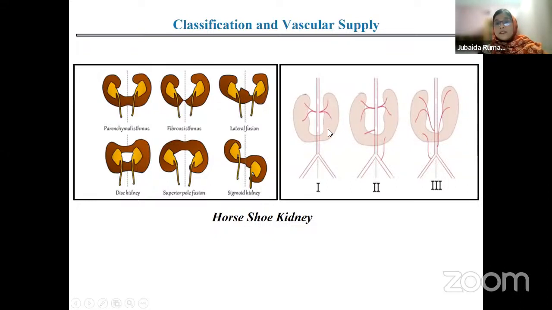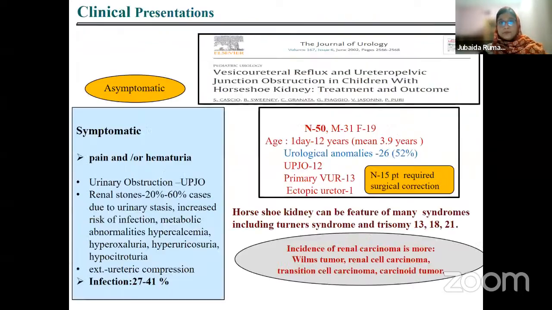Also, there is one classification according to the vascular supply. There are type 1, type 2, and type 3. In type 1, all the renal arteries are normal in position. There are no ectopic arteries. In type 2, there are some ectopic renal arteries, and in type 3, all the arteries are ectopic in position. This classification is important for the surgical correction of the kidneys.